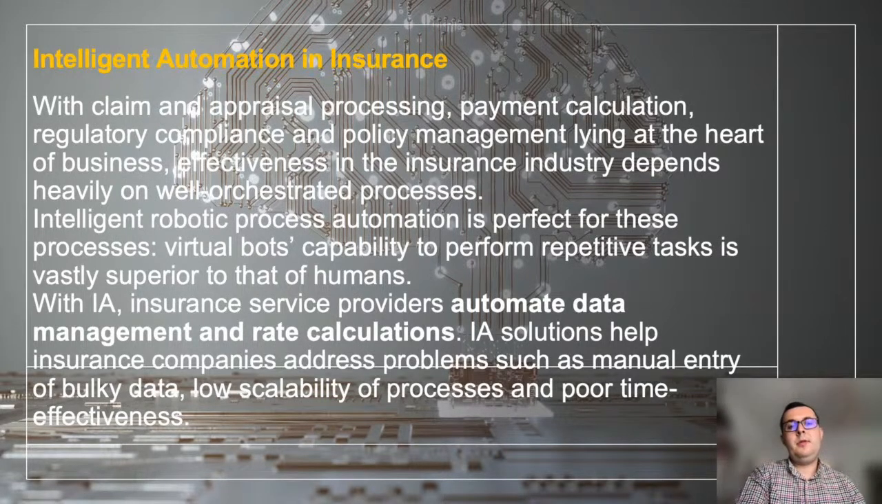With claim and appraisal processing, payment calculations, regulatory compliance, and policy management lying at the heart of business, effectiveness in the insurance industry depends heavily on well-orchestrated processes. Intelligent robotic process automation is perfect for these processes. Basically, virtual bots' capability to perform repetitive tasks is vastly superior to that of humans. And with intelligent automation, the insurance service providers automate data management as well as rate calculations. Intelligent automation solutions help insurance companies address problems such as manual entry of bulky data, low scalability of processes, as well as poor time effectiveness.